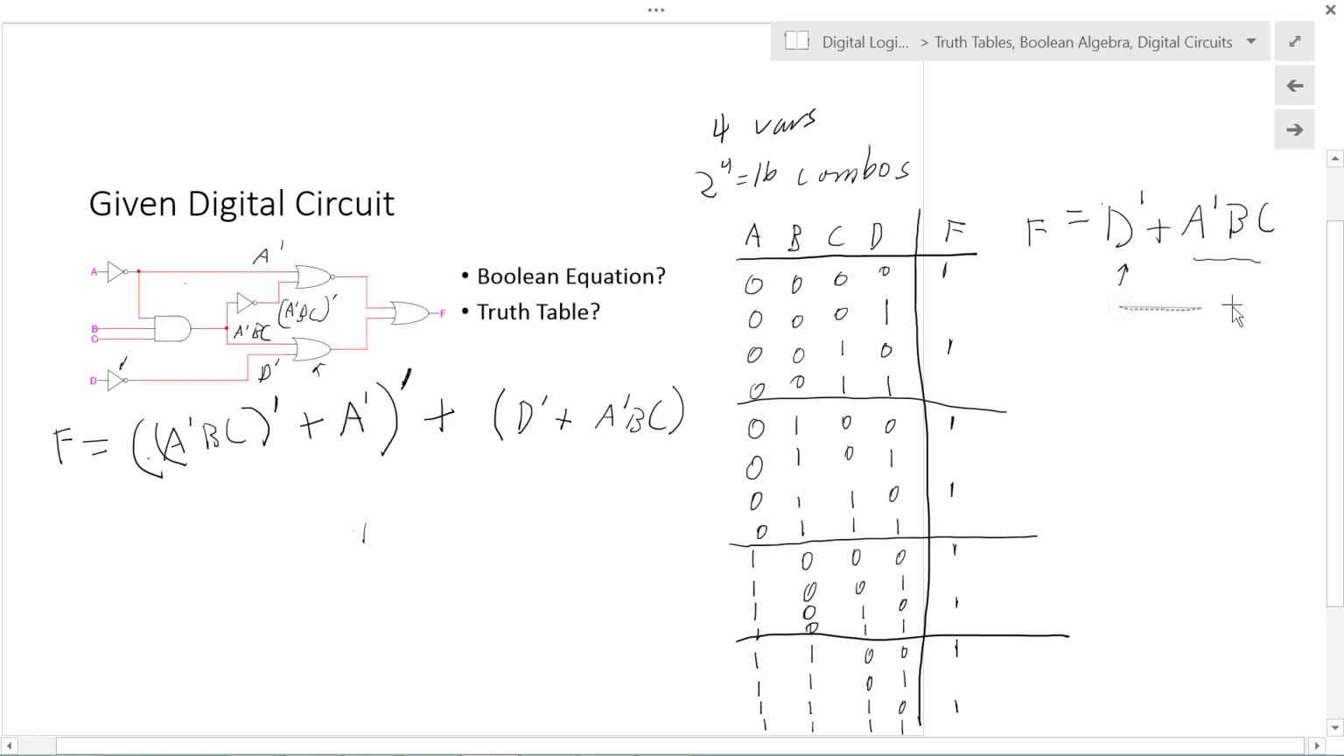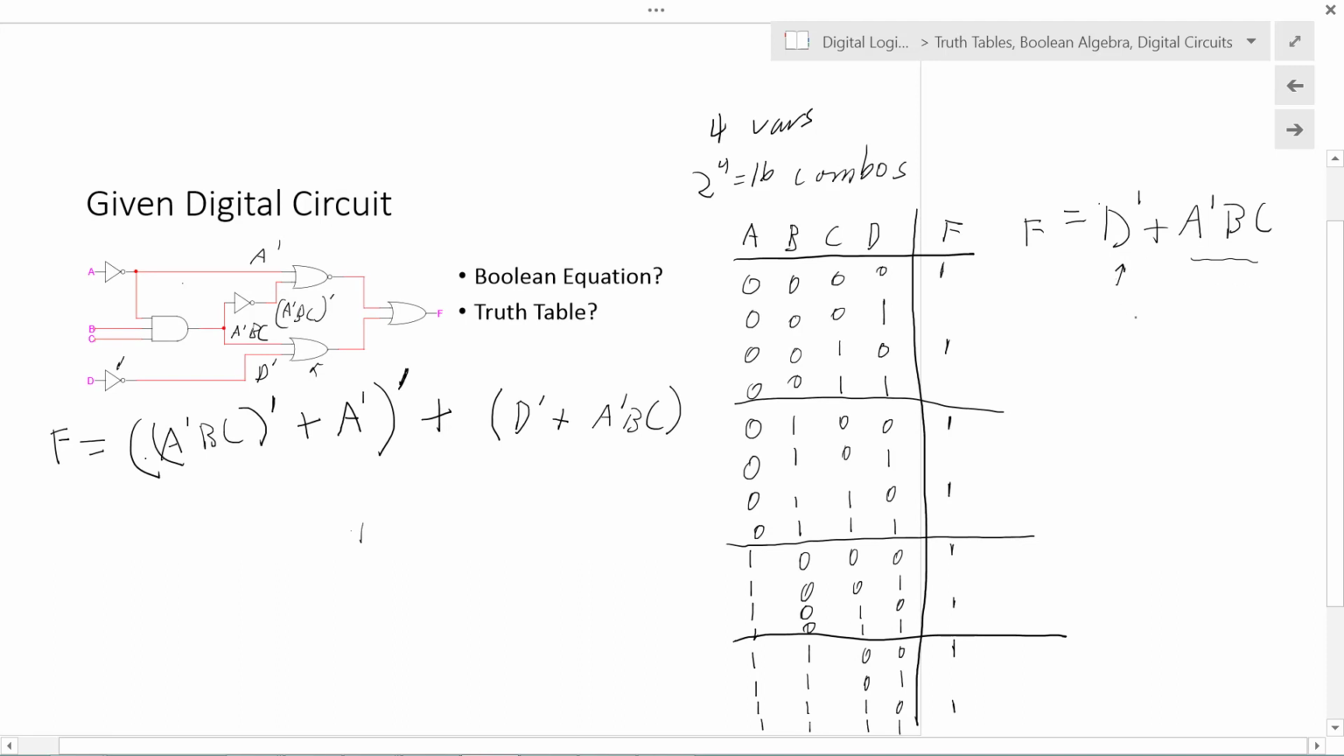Now, let's look at this other term here, where A prime and B and C is equal to 1 and D prime is 0. So when D prime is 0, D is 1, so we're looking at all the other 8 possible combinations. We've already covered half of them with one term. So if A is equal to 0, and B is equal to 1, and C is equal to 1, then F is equal to 1.